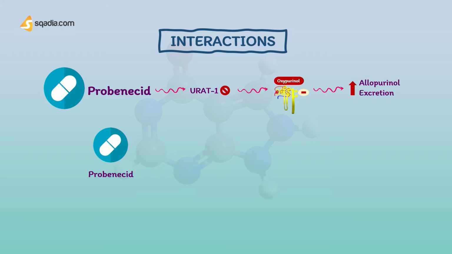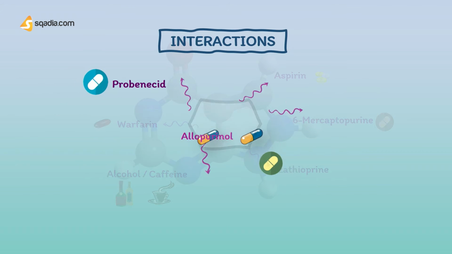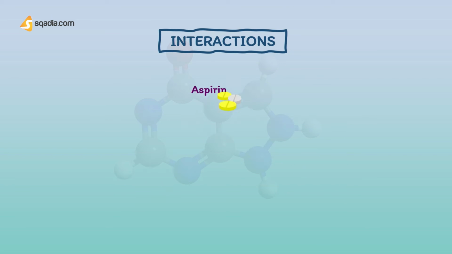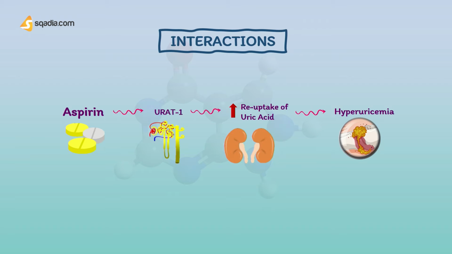We can say combination therapy of allopurinol and probenecid can increase the allopurinol excretion, which is why it is required to increase the dose of allopurinol. Next, we will see allopurinol interaction with aspirin. Aspirin has the opposite effect on URAT1. Aspirin at URAT1 will increase the reuptake of uric acid via renal tubular reabsorption. This will increase the uric acid levels in the body, leading to hyperuricemia.